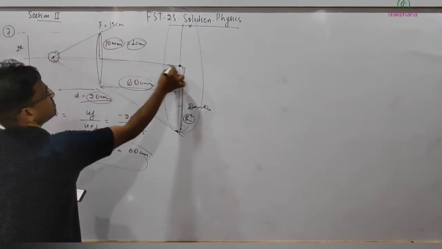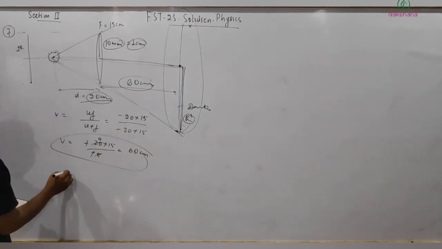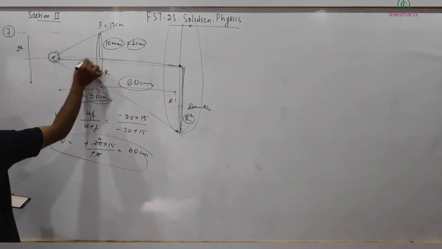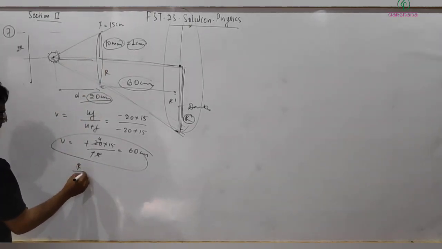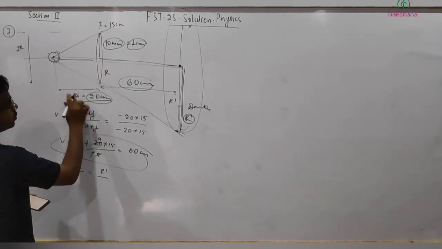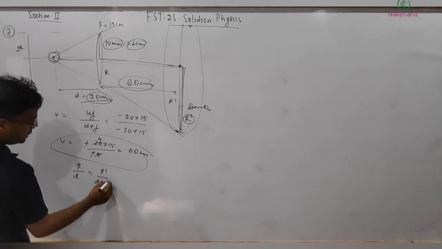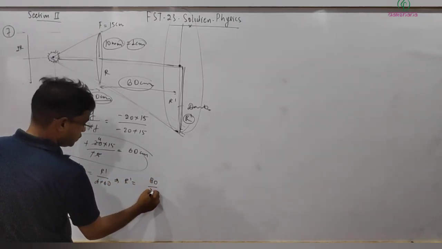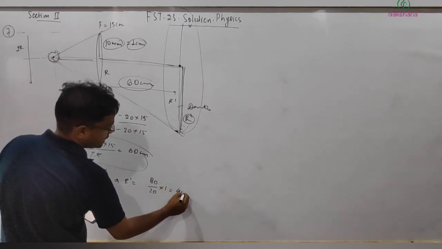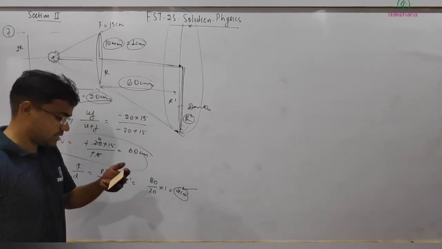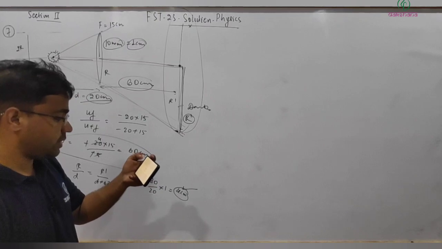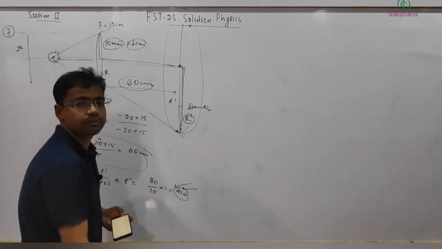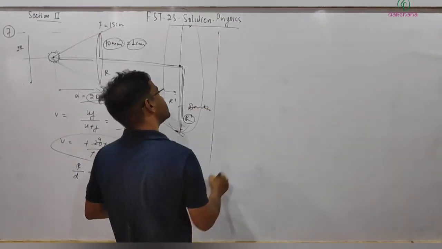Then it's a simple triangle. I can write this as R, and this as R prime, and this is the distance D, so R by D will be equal to R prime by the total distance, D plus 60. This implies R prime is equal to 80 divided by 20 multiplied by 1, that is 4 centimeter. This is the answer for question number 7, what is the inner radius in centimeter? That's 4 centimeter. Next, question number 8.